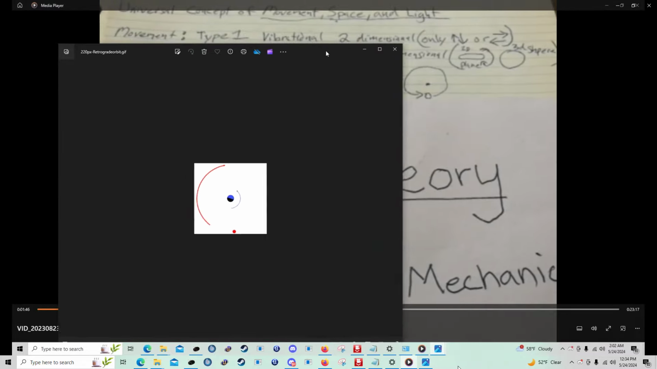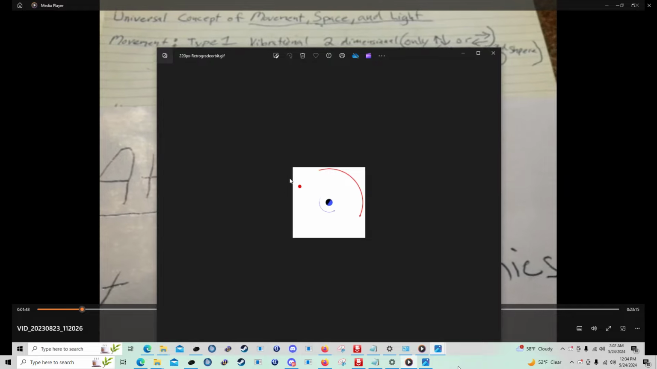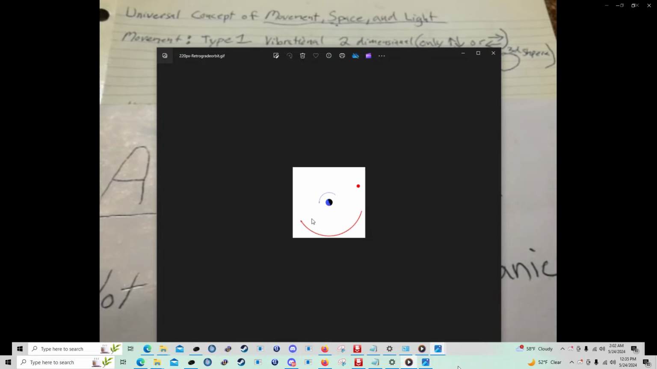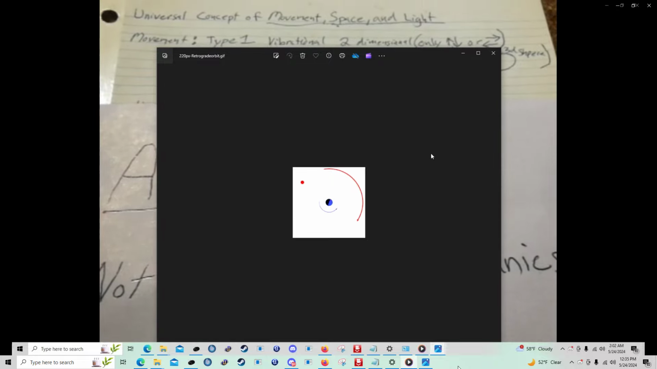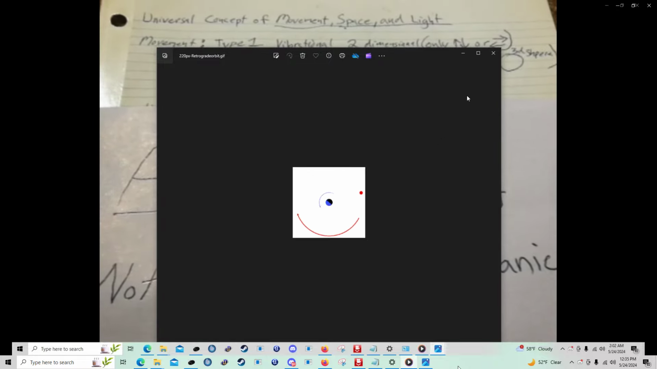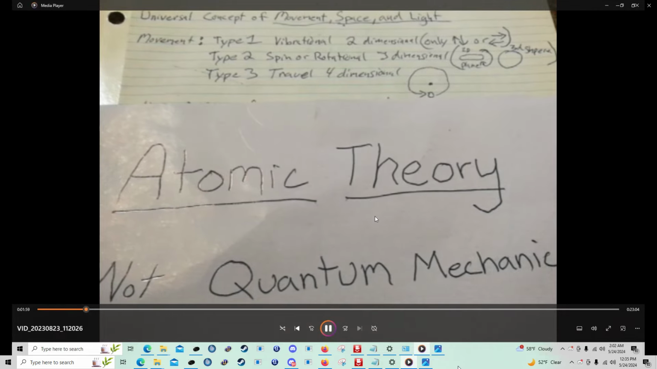Now the third type is travel, where you can actually be changing location within a medium or volume, and that I consider a fourth dimensional type of movement.